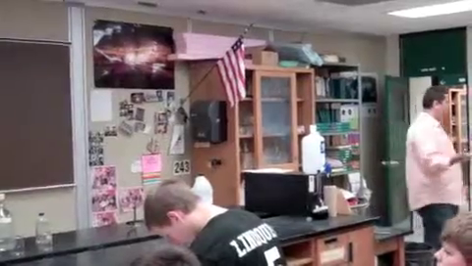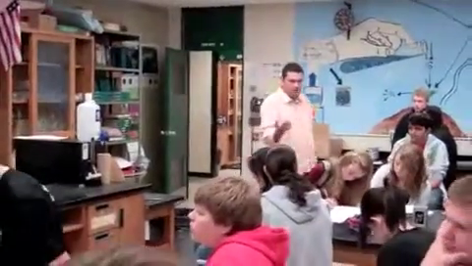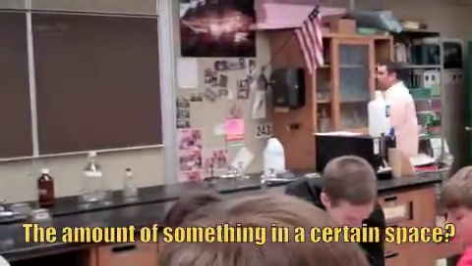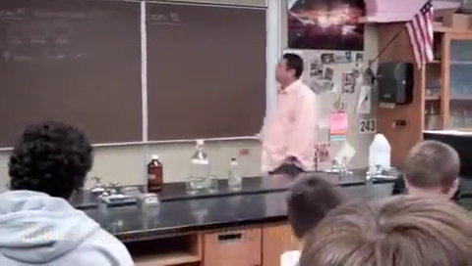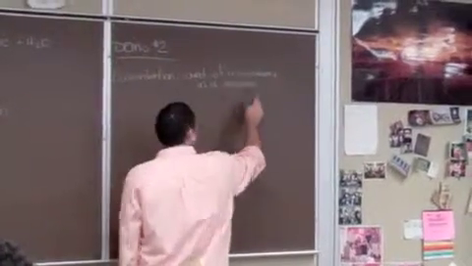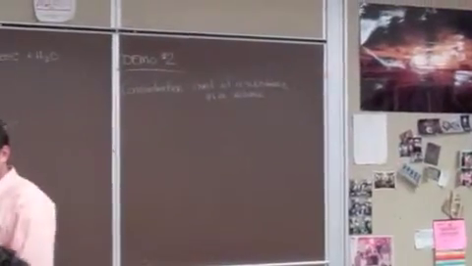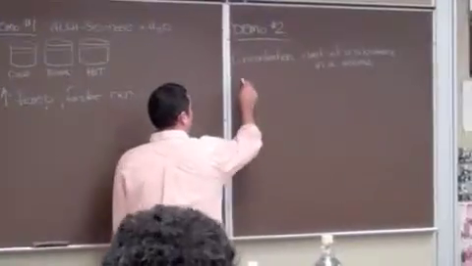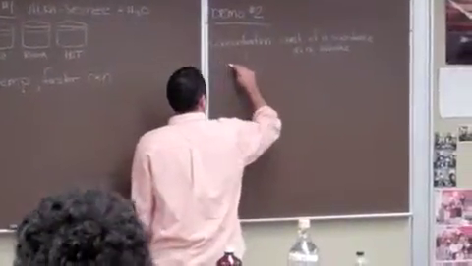The second way to increase or change the speed of a chemical reaction is something called concentration. What does concentration mean? The amount of something in a certain space. Sure. It's kind of like density, isn't it? Yeah.